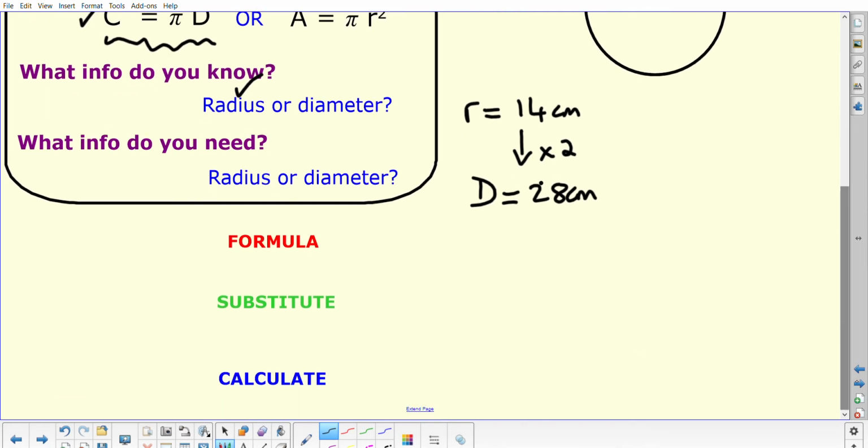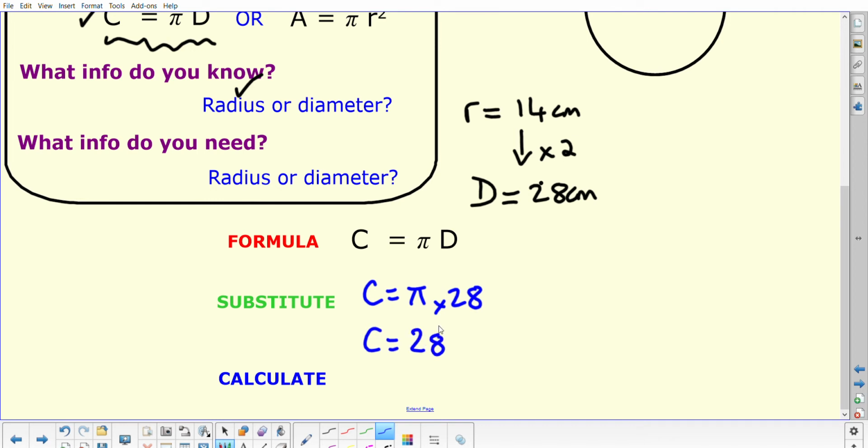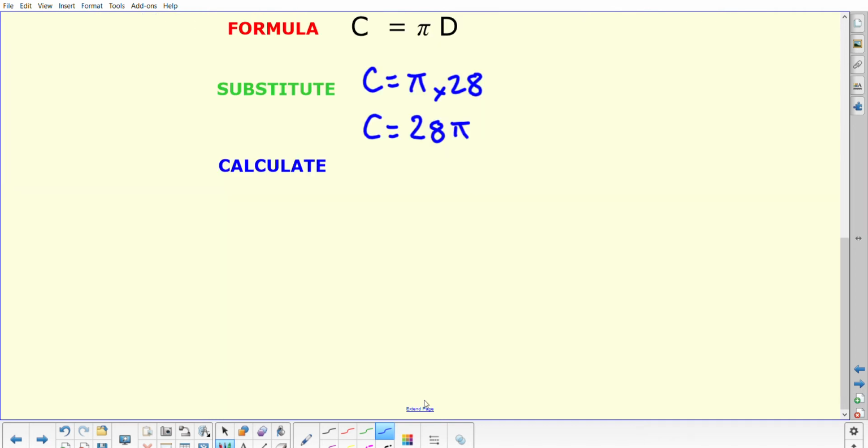So for our formula, you're going to begin with C equals pi d as your starting point, and then you're going to substitute in your numbers. So you're going to have C equals pi times 28. Now on a calculator, that will usually show up as 28 pi, but you then need to press the SD button on your scientific calculator and it will bring it up as a decimal.